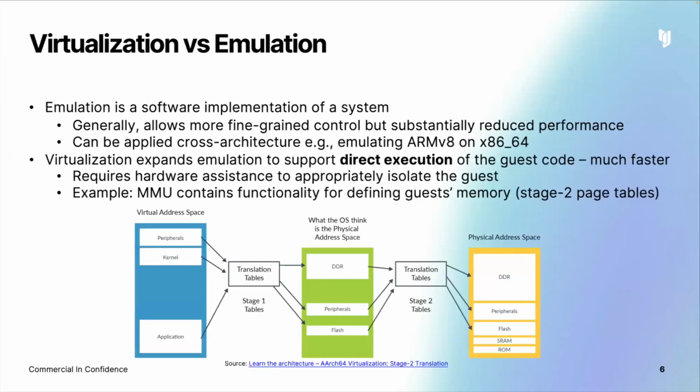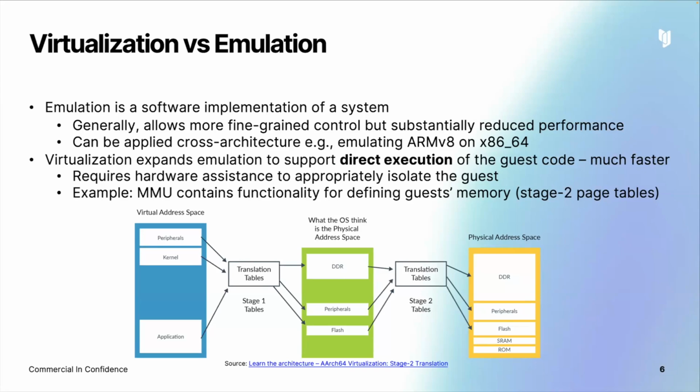The line between virtualization and emulation is a little bit fuzzy, and there are some different definitions out there. So for our purposes, emulation refers to a software implementation of a system. Full system emulation, something like QEMU, allows for running cross-architecture, such as running ARM on Intel, but at a sizable performance hit. Virtualization expands on emulation to allow direct execution of the guest code directly on the CPU without being translated, which is much faster.